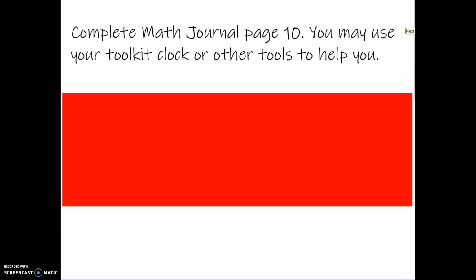You need to get out your math journal and turn to page 10. Go ahead and pause. Open up your math journal to page 10. There's a problem on page 10 as you look at it that your task is to try to solve it. You can go ahead and get your toolkit clock out, or you might have another tool that you might want to use, or you could just use paper and pencil and draw pictures. Let's take a look at the problem together. You look at your math journal while I read the problem to you out loud.